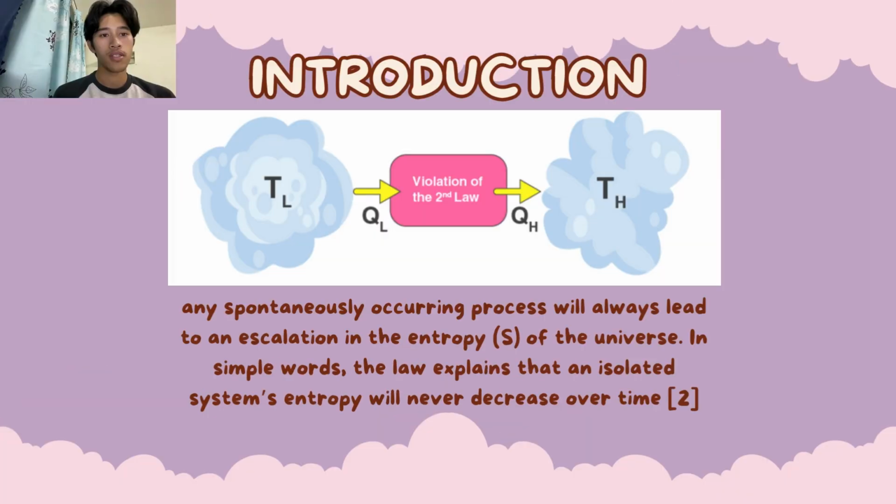And for the second law of thermodynamics, any spontaneously occurring process will always lead to an escalation in the entropy of the universe. To put it in a simple way, the second law of thermodynamics explains that an isolated system's entropy will never decrease over time.